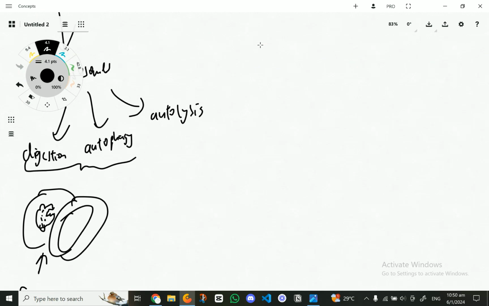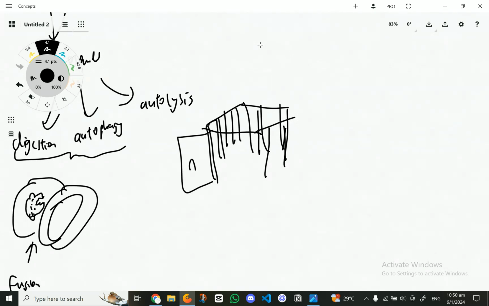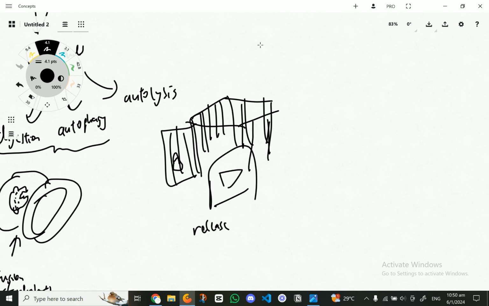But anyways, and then this one is release cell contents, like all together. I can't pronounce the word, but I'll write it out. So I drew a jail cell and releasing content, which is a YouTube logo. Interesting, I guess. So it's release cell contents. Okay.